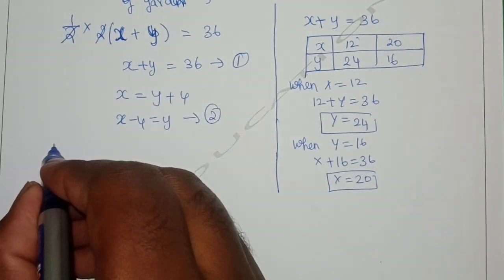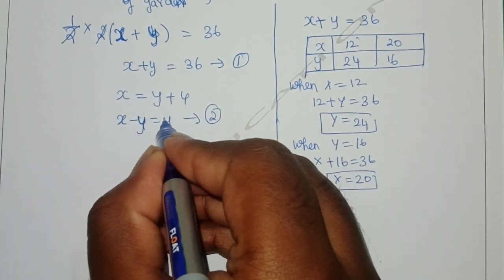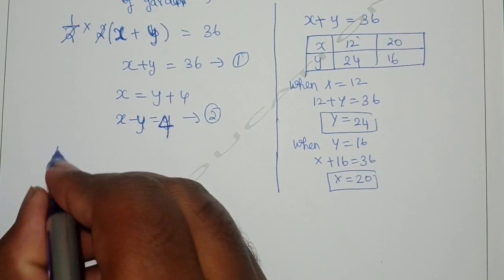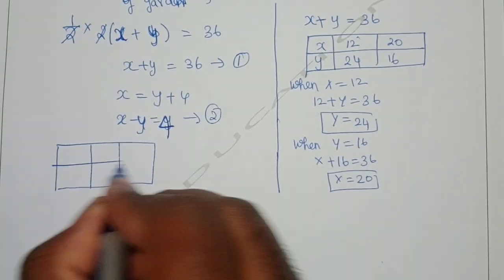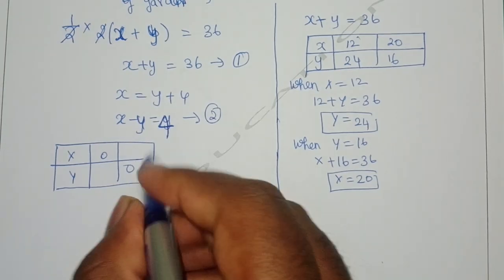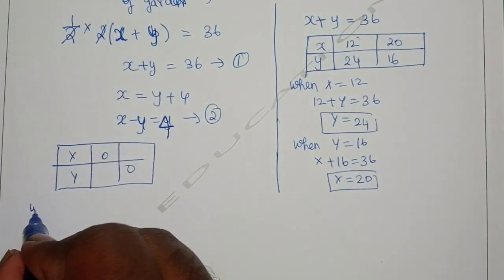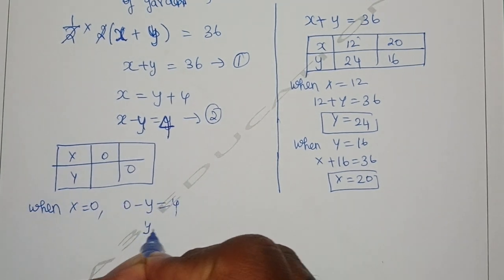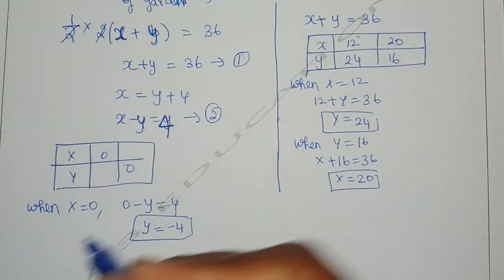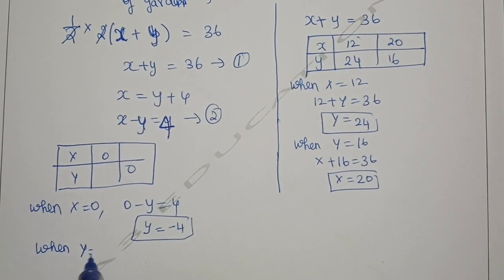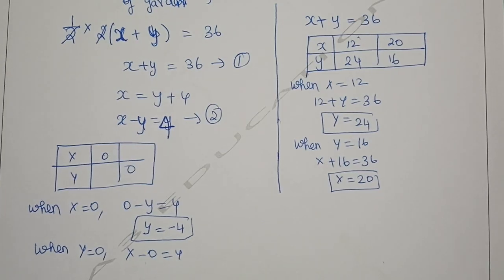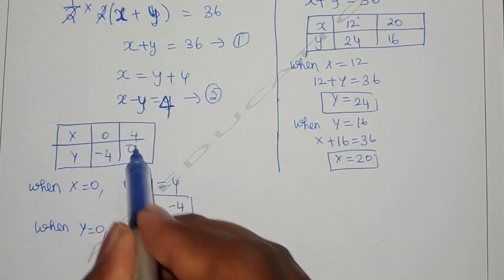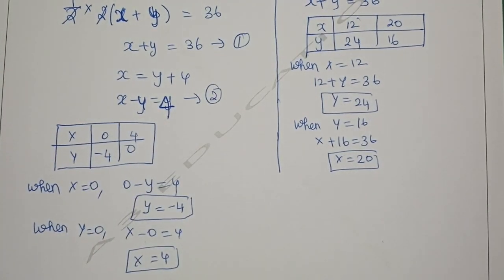Then for the equation x minus y equal to 4, here we can use 0. While putting x as 0, we get 0 minus y equal to 4, y equal to minus 4. Then when y equal to 0, x minus 0 equal to 4, therefore x is equal to 4. Therefore here minus 4, here 4. It's very easy. Then we draw our graph.